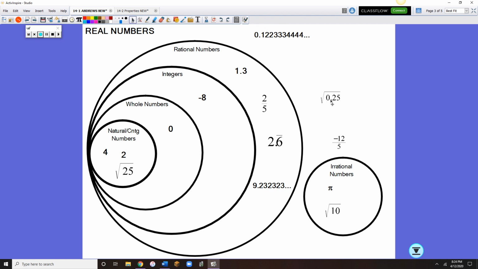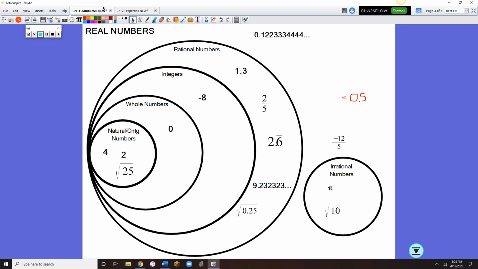Square root of 0.25. Well, that also will come out evenly as 0.5. So, because it comes out evenly, does not fill the screen, it is rational. However, since 0.5 is a decimal, I can't bring the square root of 0.25 into integers, whole numbers, or natural counting numbers. It's got to stay in that ring.